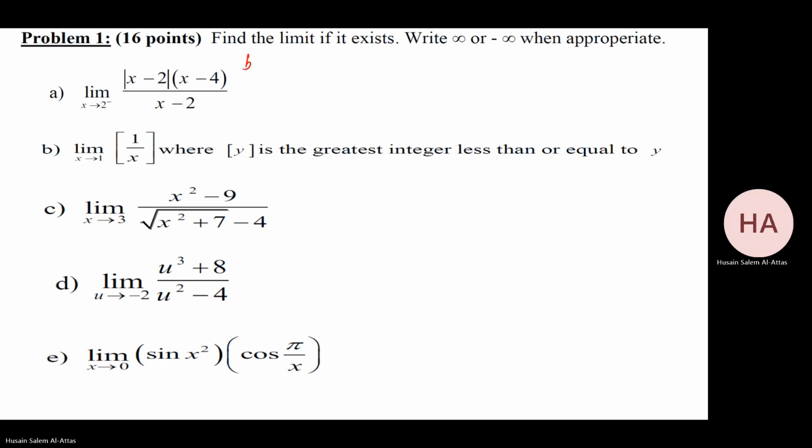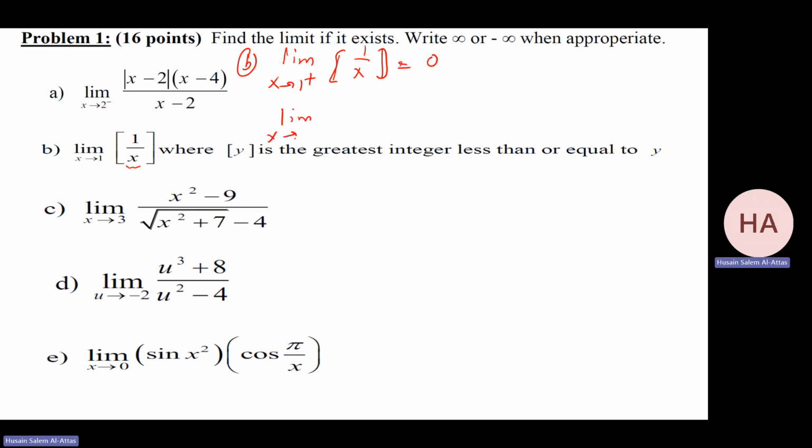B. I need to be careful. I need to check because this is the integer function, so you need to check right and left. The limit as x goes to 1 from the right of this Gauss integer function. The denominator is 1 plus, so the denominator is more than 1. So that will be point something. So it will be 0.